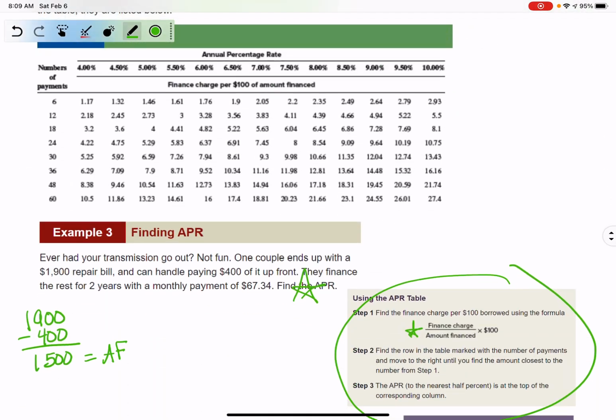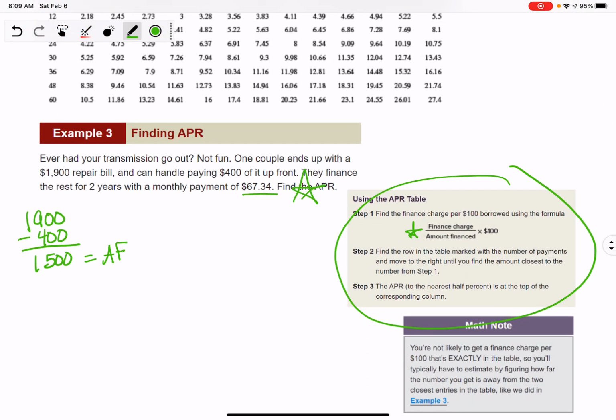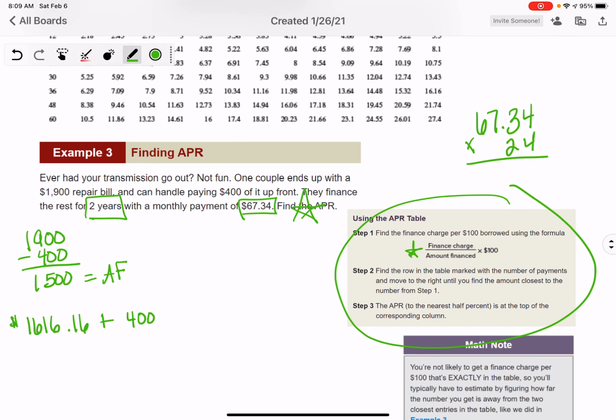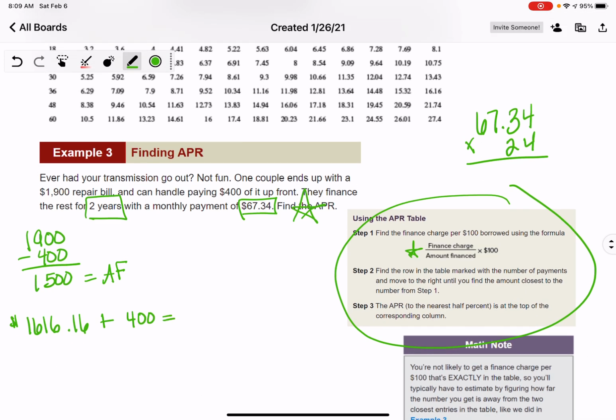Our total installment price, they're paying $67.34 for 2 years. So we need to first figure out those payments. $67.34 times 24. And that's going to give us $1,616.16 plus our down payment, because we need our total installment first in order to get our finance charge. So although it didn't ask for our total installment, we still need our total installment in order to get our finance charge.